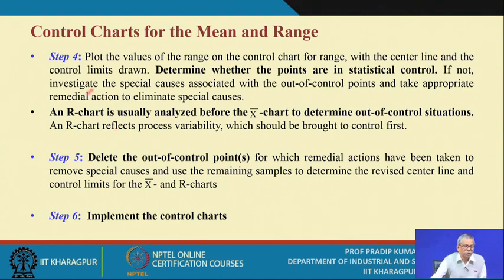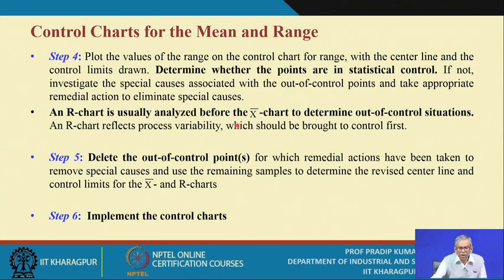Okay. There are certain steps in constructing the control chart. The third step we have already covered. Now we go to the fourth step, to determine whether the points are in statistical control. If not, investigate the special causes associated with the out of control points. Suppose you start with 30 points, so all these 30 points will be plotted. Is it okay? After you determine the upper control limit and the lower control limit, check whether all these points are plotted within the control limits or not.